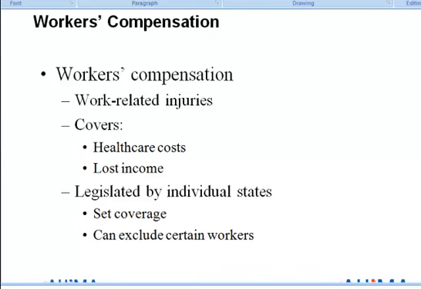Workers' comp is a benefit that's provided to most employees to cover health care costs and lost income that results from a work-related injury or illness. So it covers both the cost of the medical care as a result of the injury and also the lost income. It is monitored and legislated by the states that set the coverage. They also set the exclusions in specific workers.